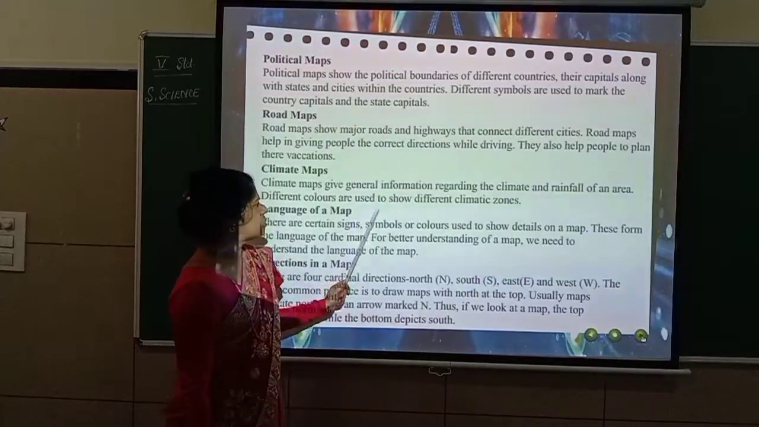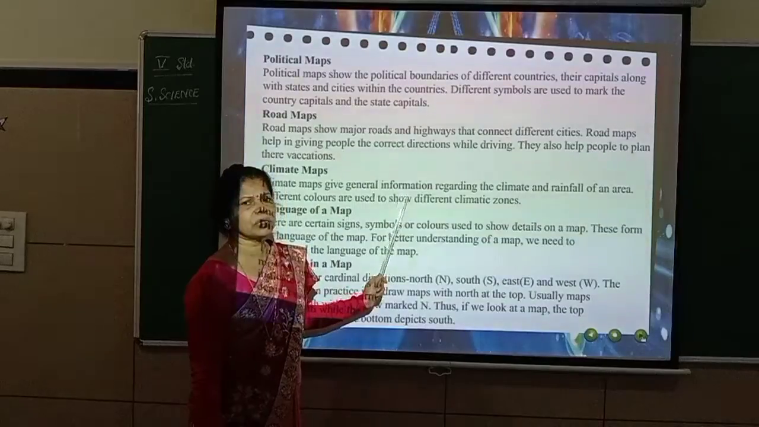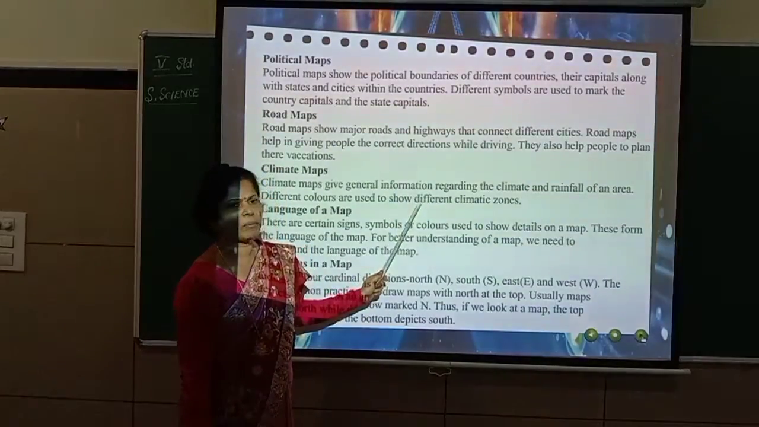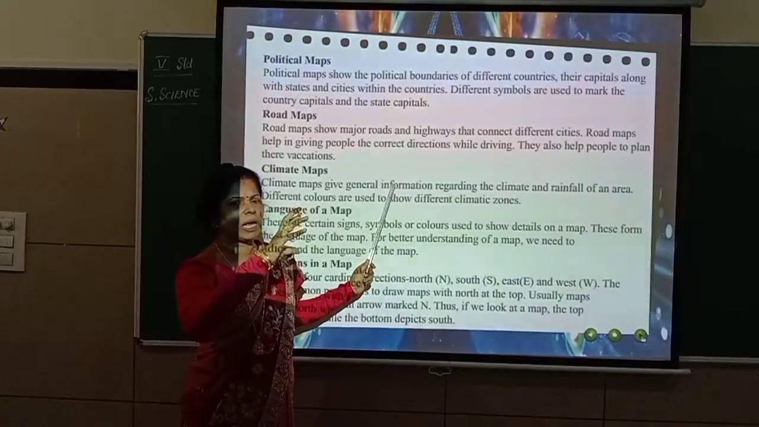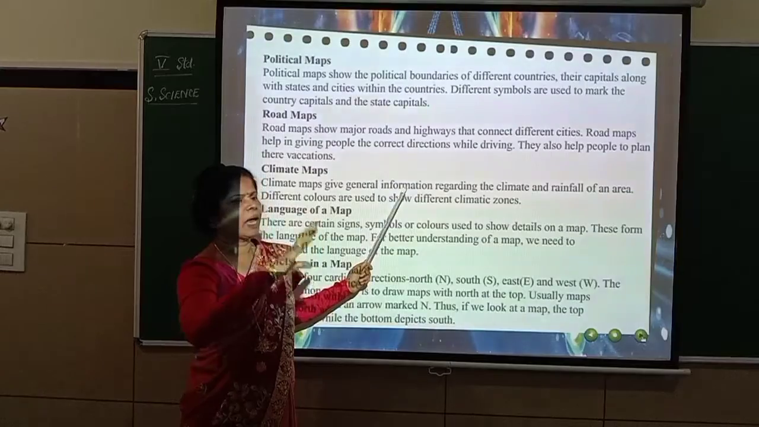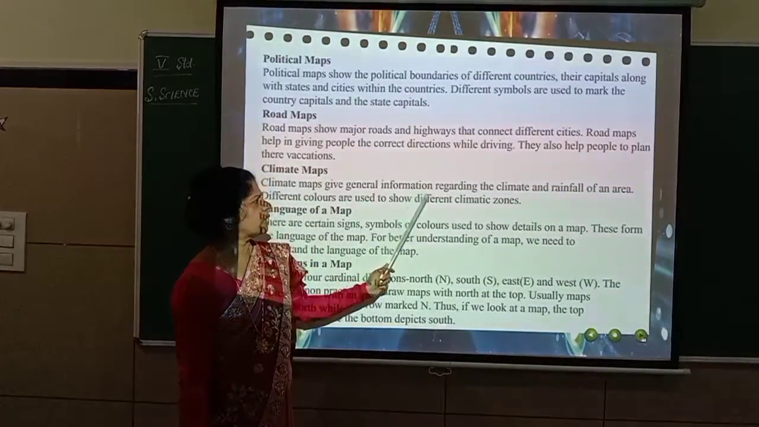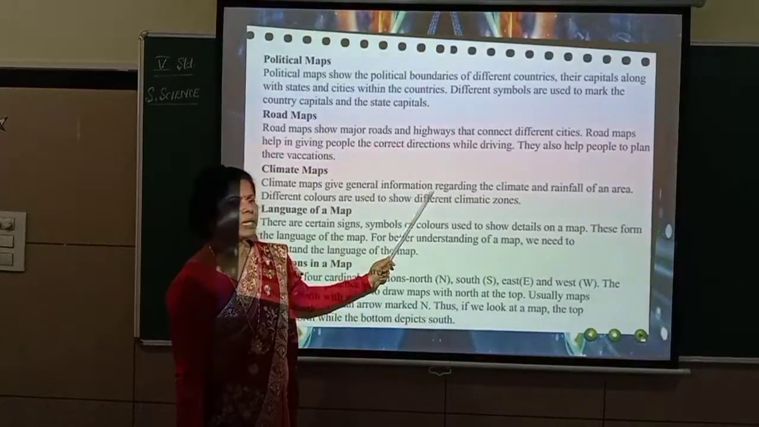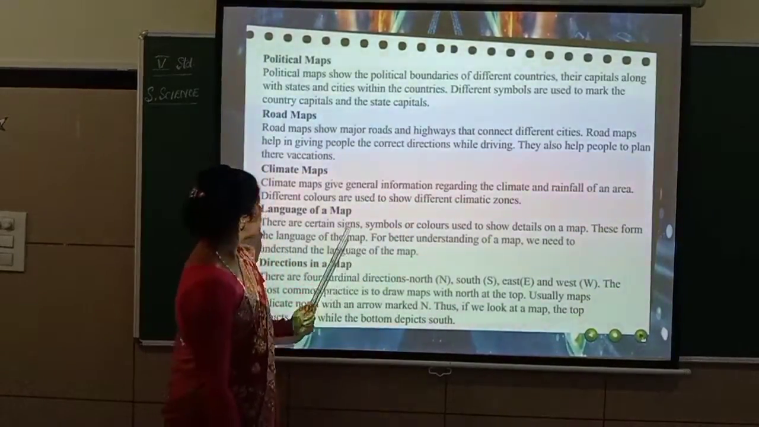Different colors are used to show different climatic zones. So here also they use different colors to show climatic zones. Now if it is very cloudy, they show that cloud-like and little light colored, little grey colored. And if it is rainfall, they show that drops, isn't it? So like that, in different colors they show in different symbols. Did you understand? That is about the climate maps.